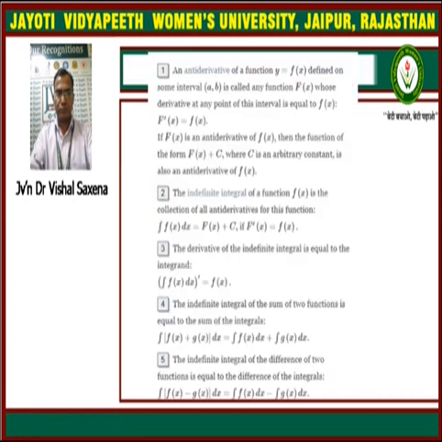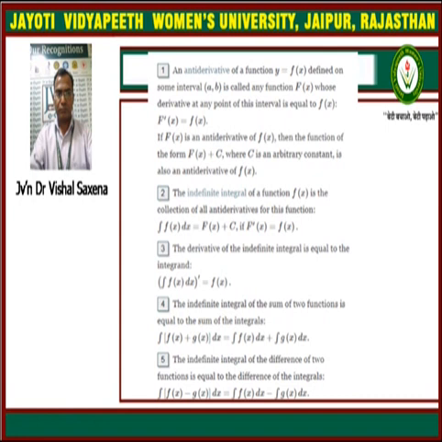Next we have some properties of the indefinite integral. The first property is the antiderivative property of a function y equal to f(x). This property shows that F dash x is equal to f(x), and if F(x) is an antiderivative of f(x), then the function of the form F(x) plus c, where c is a constant, is also an antiderivative of f(x).